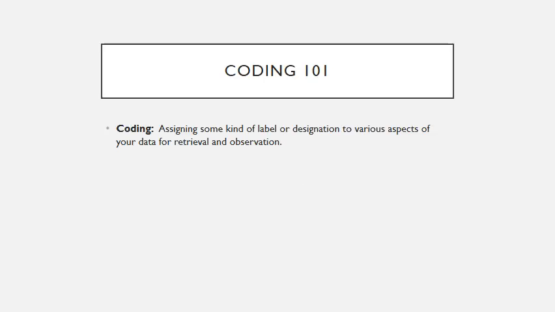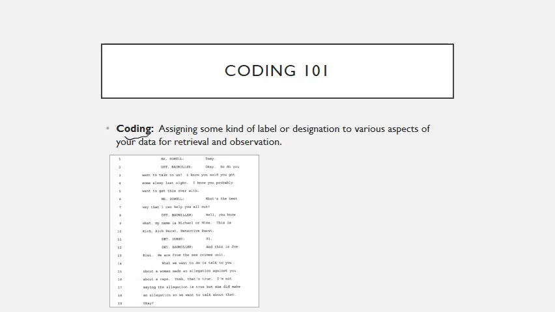So the first piece, we already know how to consolidate: transcribe, line numbers, all of that. What we are now working on is reducing. Once you've consolidated all your data into a text, something that's very common in qualitative research is this thing called coding, okay? So people are going to say, I need to code my data. And coding is basically just assigning a label to some aspect of your data, okay, for retrieval and observation.